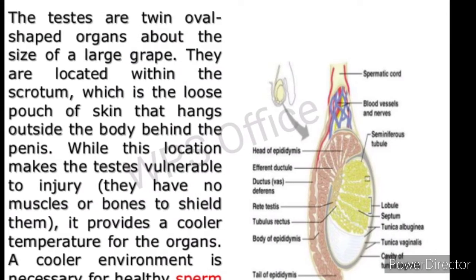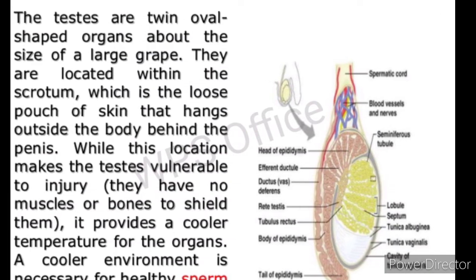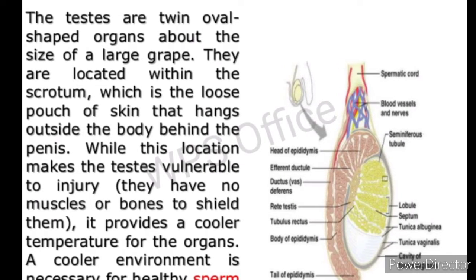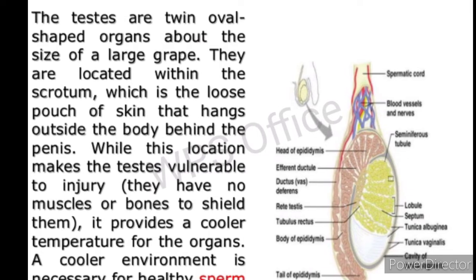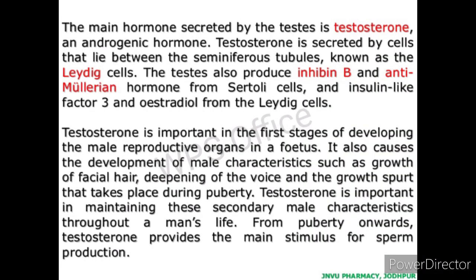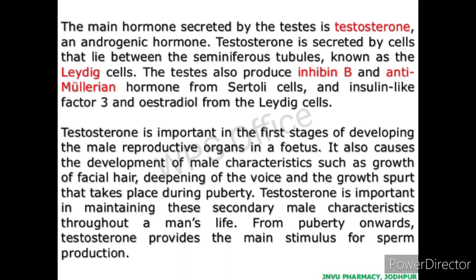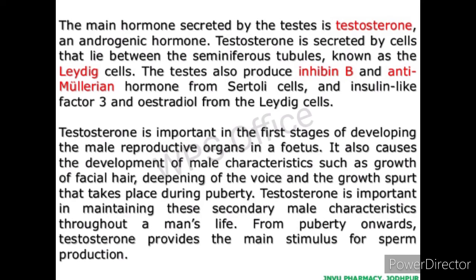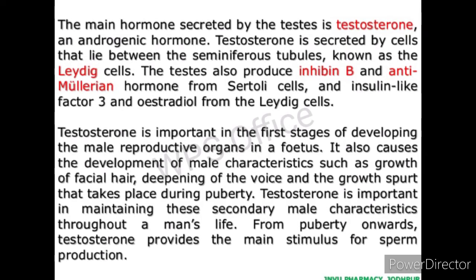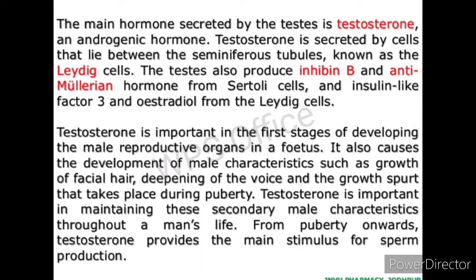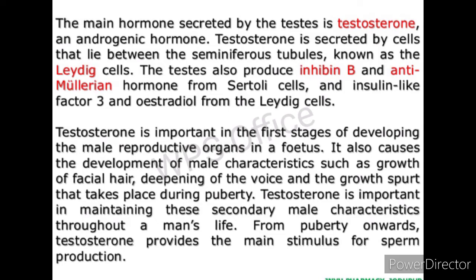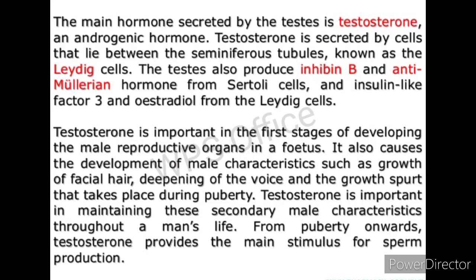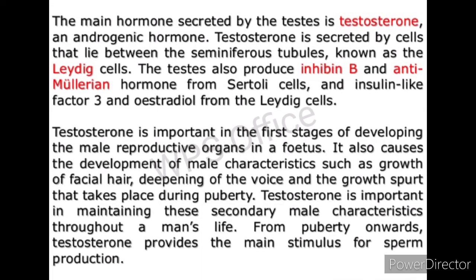Then the testes. The testes are twin oval-shaped organs about the size of a large grape. They are located within the scrotum, which is the loose pouch of skin that hangs outside the body behind the penis. So the main hormone secreted by the testes is testosterone, which is an androgenic hormone. This testosterone is secreted by the cells that lie between the seminiferous tubules, known as the Leydig cells. The testes also produce inhibin B and anti-mullerian hormone from the Sertoli cells, and insulin-like factor 3 and estradiol from the Leydig cells.